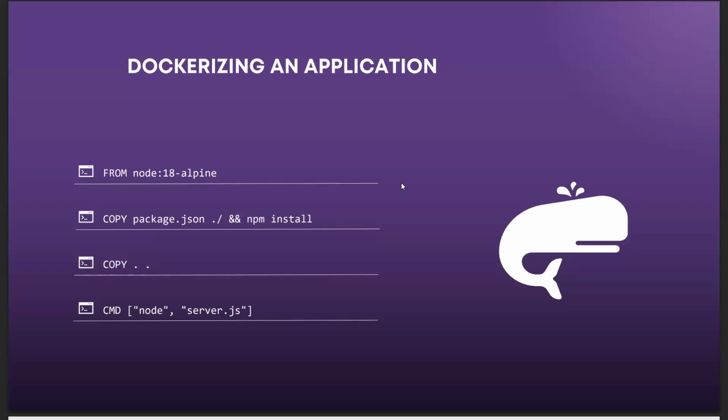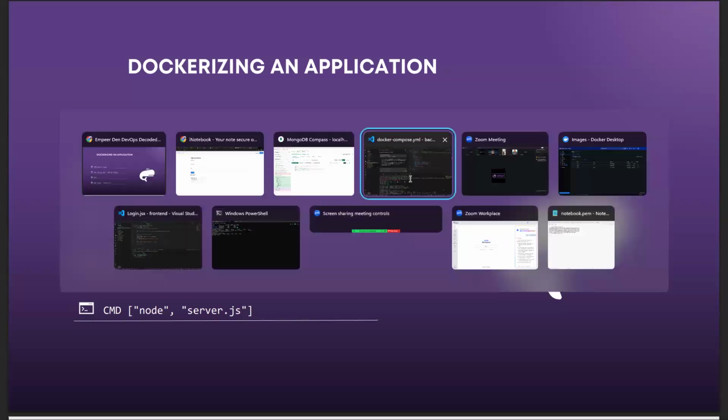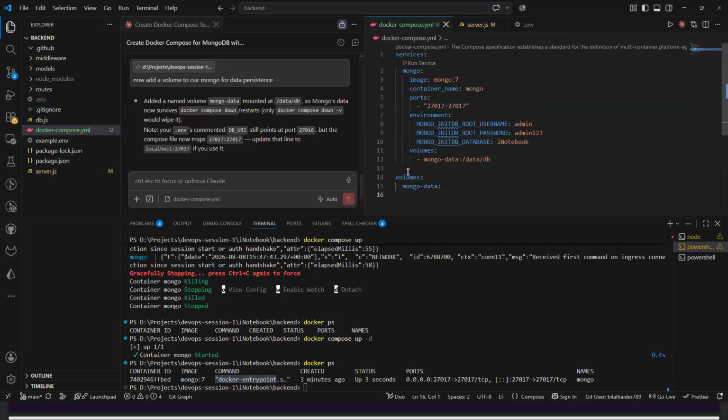Right now, what we have seen is that we ran containers that someone had already Dockerized. For example, the MongoDB container was Dockerized by the MongoDB team, and the Ubuntu container was Dockerized by the Ubuntu team. But what if you want to Dockerize your own application? For example, we need to Dockerize this Node.js server. How will we Dockerize it? Let's give it a command: Dockerize this Node.js server for me.